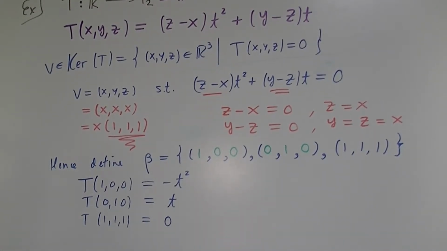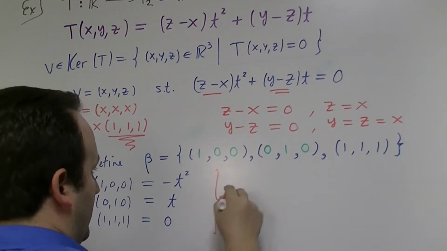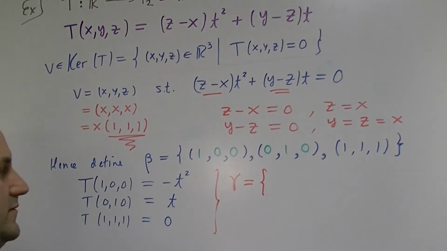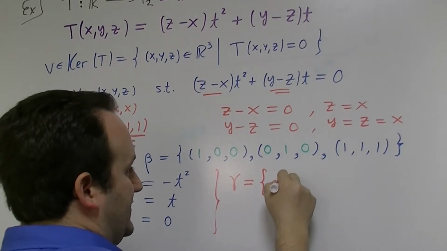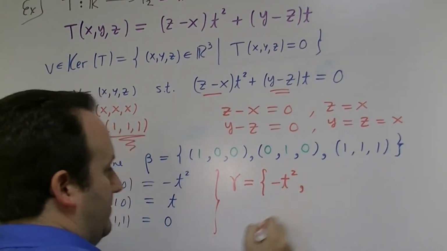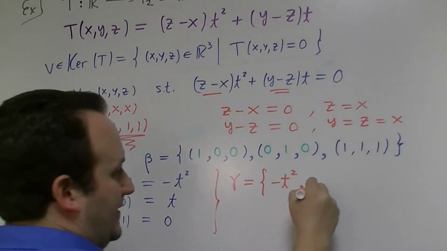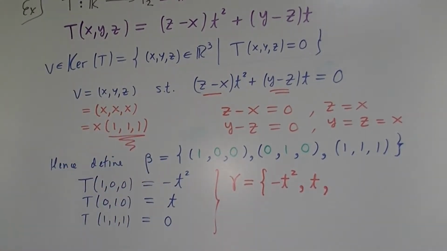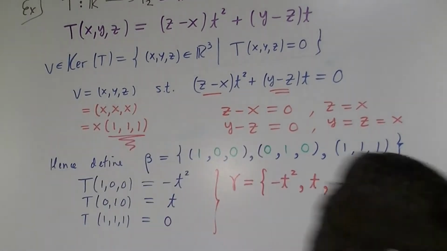So if I want those to correspond to E1 or E2 in the basis for T, that means I should choose the basis for the range, I mean, for the codomain. You make minus t squared the first thing in the basis, right? And you make t the second thing in the basis, right?